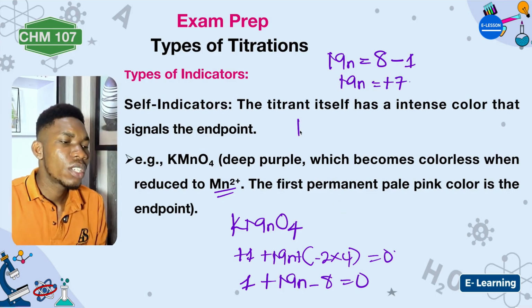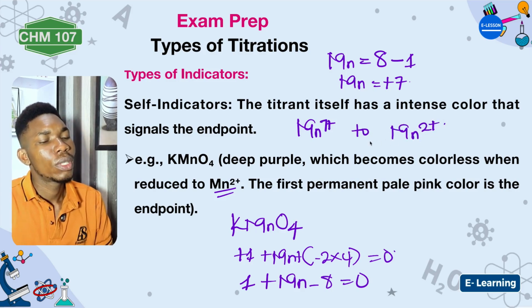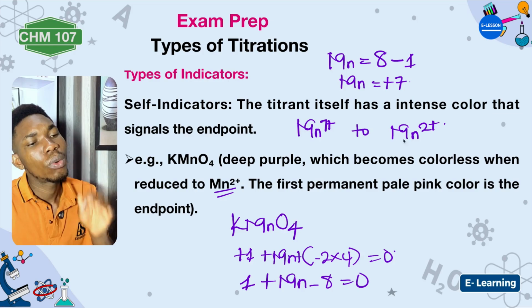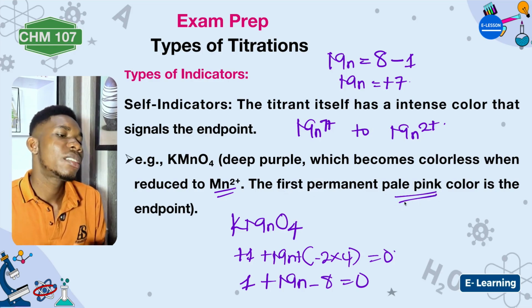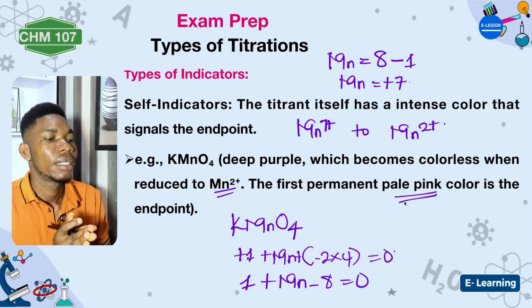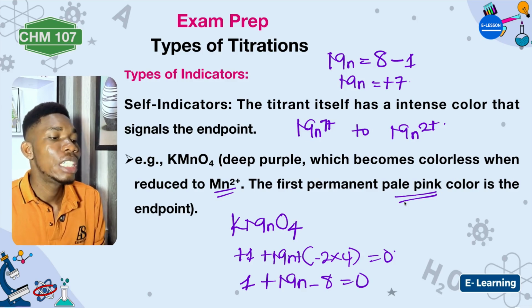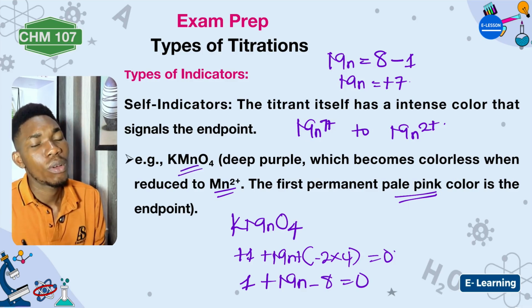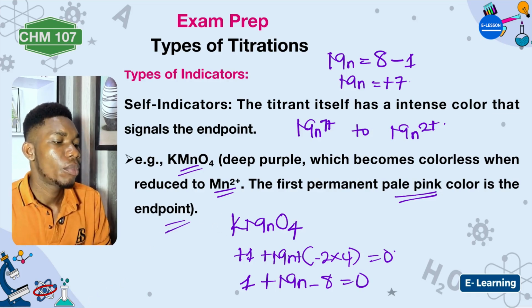So in a situation where the oxidation state of manganese is changing from +7 to +2, you know that manganese has been reduced because the oxidation state reduced from 7 to what? +2. Is that okay? Now the first permanent pale pink is not colorless. Are you getting it? It forms a very pale pink color; it decolorizes the potassium permanganate to something pinkish, not white. Are you getting it? It indicates the what? The end point.